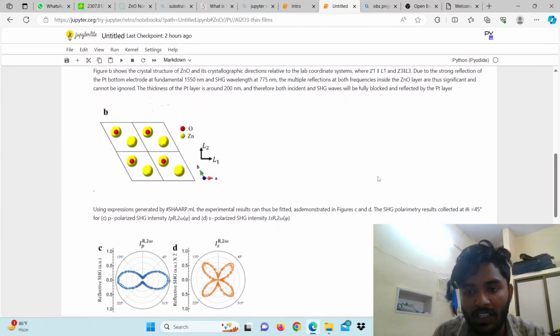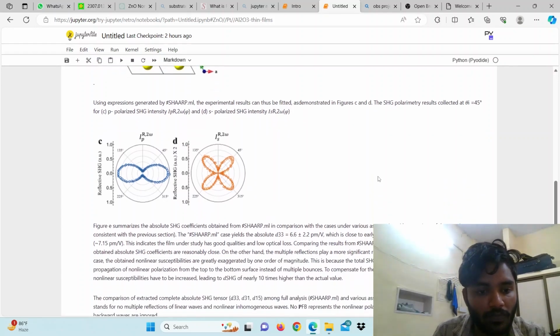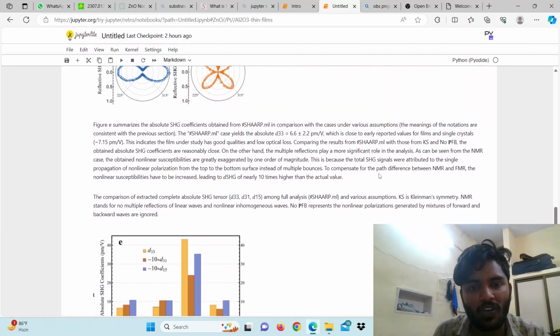As demonstrated in figures C and D, the SHG polarimetry results at theta of 45 degrees, with P polarized SHG intensity in figure C, and S polarized SHG intensity in figure D. And now we are going to figure E. It summarizes absolute coefficients obtained from Sharp ML in comparison with cases under assumptions.